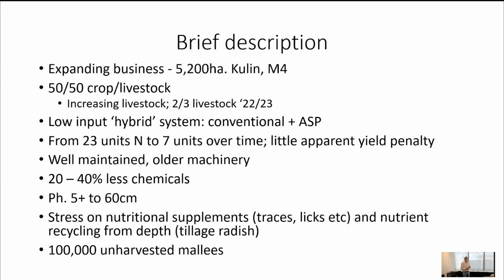Their pH has improved dramatically to depth. That's the key thing. At 60 centimetres it got to 5.5 pH. There's a big stress, as I said, on nutritional supplements, traces, and nutrient recycling from depth. And they have 100,000 unharvested mallee trees.